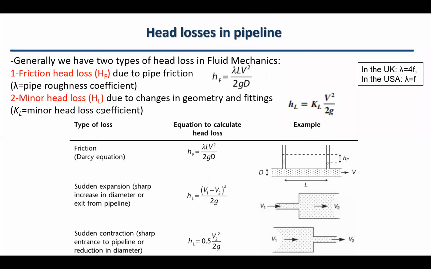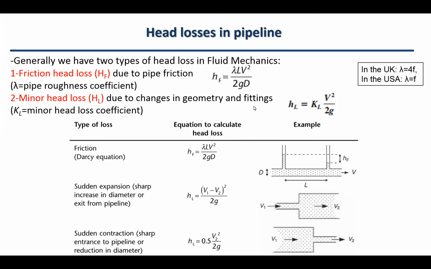The second type of head loss, which is also very popular and common, is called minor head losses. Minor head loss is much smaller than the friction head loss, especially for long pipelines, and that's the reason it's called a minor head loss. It's due to changes in the geometry and fittings.